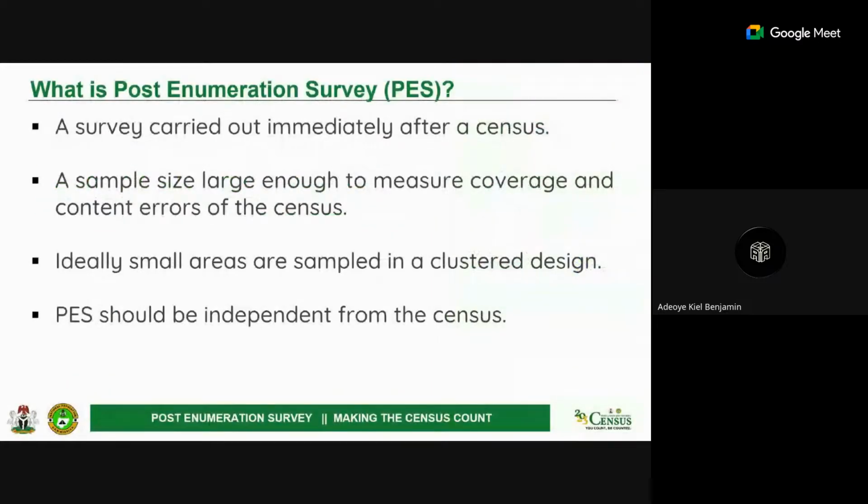A post-enumeration survey, otherwise known as PES, is a survey usually carried out after a census. Standard practice now says it should be carried out and completed within 4 to 6 weeks. You should use a sample size that is large enough to measure coverage and content errors. The sample size should be representative. Ideally, small areas are sampled in a clustered design. The PES should be conducted independent of the census operation. It should be independent from the census.